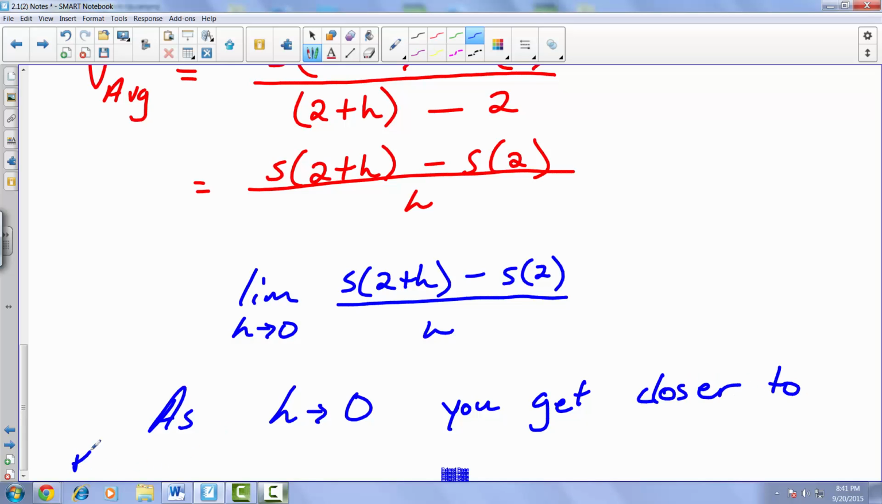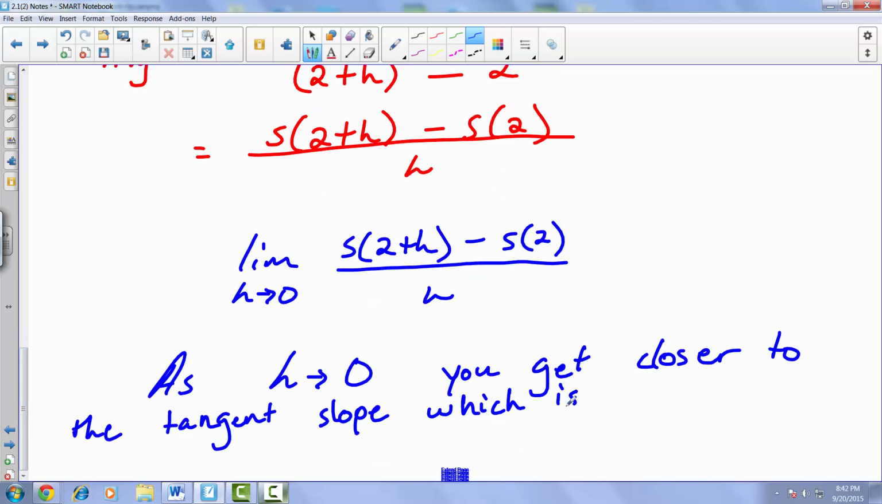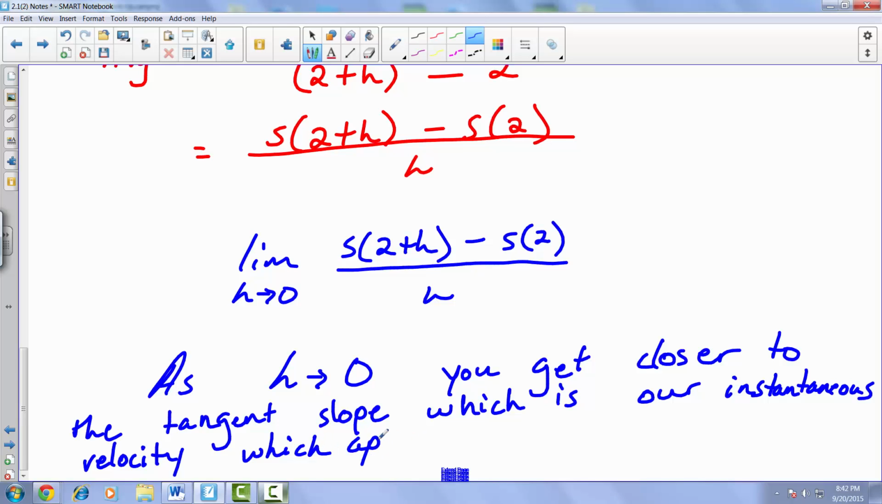To the tangent slope, which, again, that's our instantaneous velocity that we're hoping for. And again, that would be 60 miles per hour.